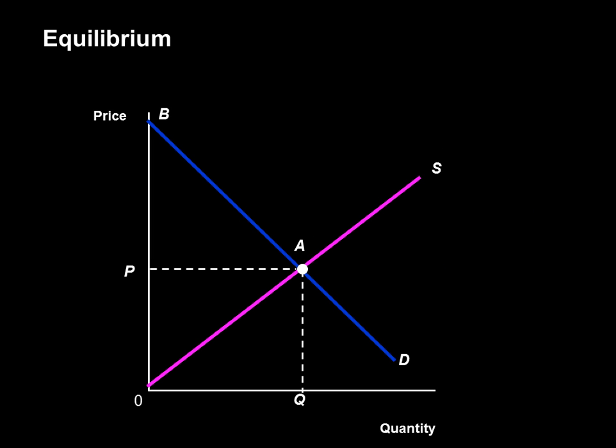Let us begin by examining equilibrium in the rented accommodation market. In that particular market, the demand curve is given by the blue line, D, and the supply of rented accommodation is given by the pink line, S. The equilibrium in the market is at point A, where demand equates with supply. And at that point, the rental price is OP, and the quantity of rented accommodation, both demanded and supplied, is OQ.